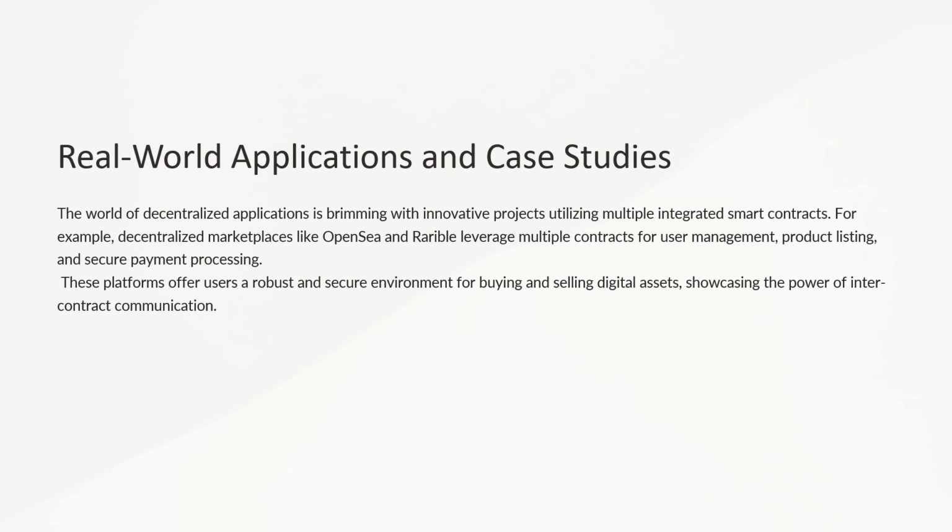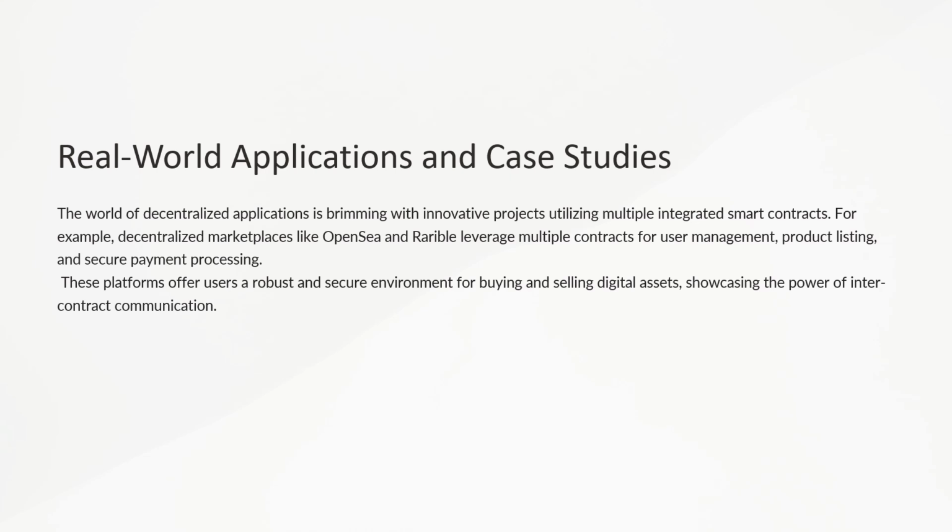The world of decentralized applications is brimming with innovative projects utilizing multiple integrated smart contracts. For example, decentralized marketplaces like OpenSea and Rarible leverage multiple contracts for user management, product listing, and secure payment processing. These platforms offer users a robust and secure environment for buying and selling digital assets, showcasing the power of inter-contract communication.